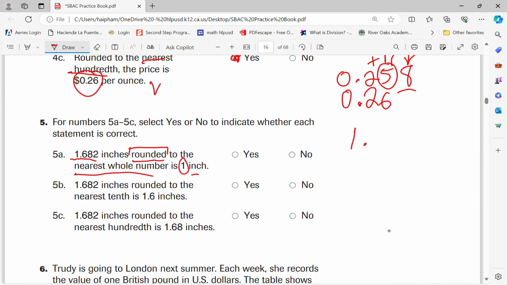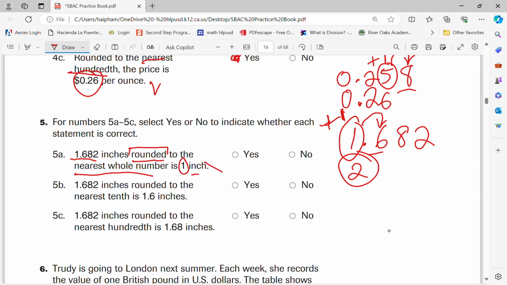Let's take a look here. 1 and 682 thousandths rounded to the nearest whole number is going to be 1. 5 or more, add 1 more. The 6 is a bully, so we need to add 1 here. 1 plus 1 is going to give me 2, making this a false statement. Let's indicate no here.